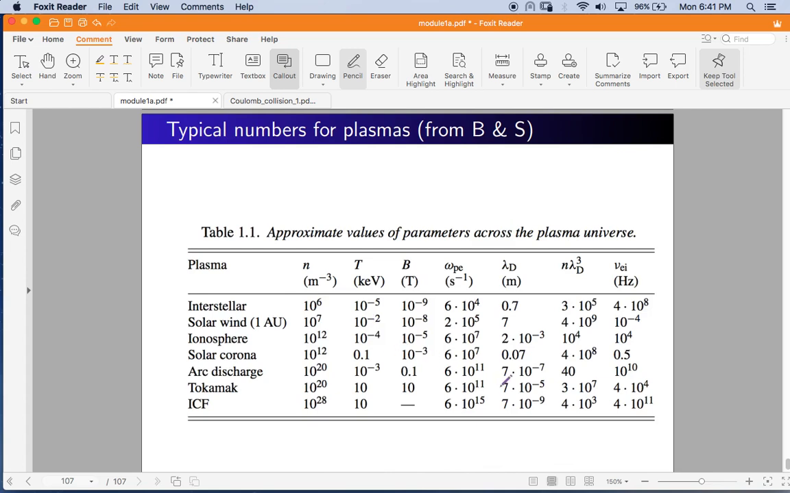And right. So that pretty much completes our module 1A, and we will take up other issues when we meet next.